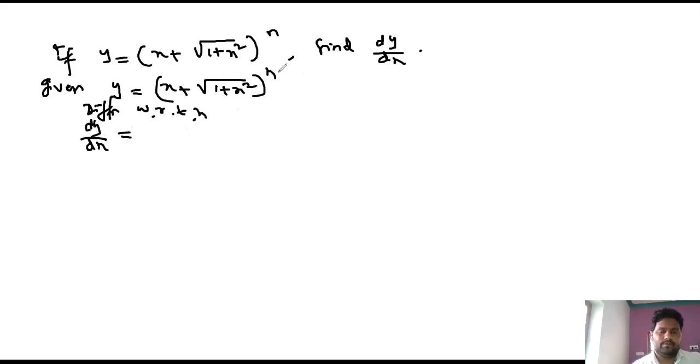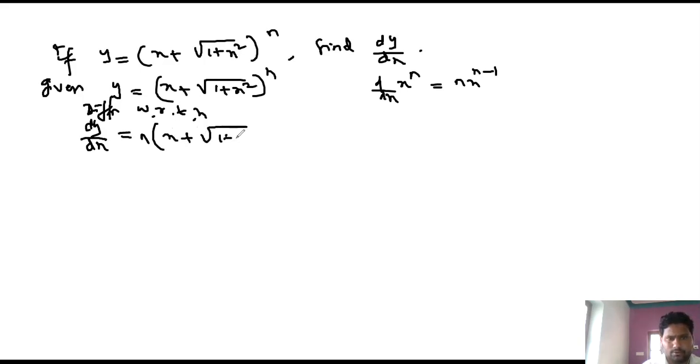First we have to remove this power. For that we apply the derivative of x to n. The derivative of x to n is n x to n minus 1. So according to this formula, it becomes n into (x plus square root of 1 plus x square) raised to n minus 1. This is where we differentiate the power. Now we multiply by the derivative of the inside.